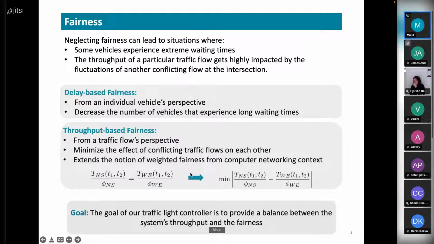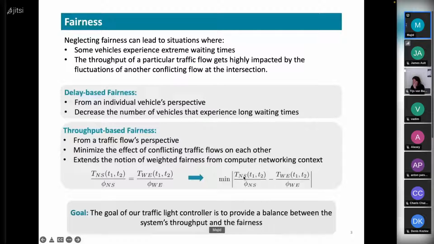So in computer networking, where the units that we are serving are packets and we have control over packets, there are algorithms that can put a bound on the difference between these two expressions. However, here we don't have explicit control over particular vehicles, and we cannot serve the traffic flows vehicle by vehicle, because the traffic light has to stay in one phase for a minimum time interval, and we shouldn't change the traffic light frequently. So the goal here is to minimize the difference between these normalized throughputs for the conflicting traffic flows.